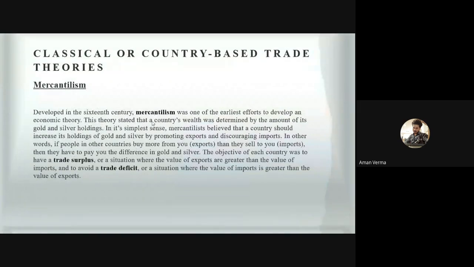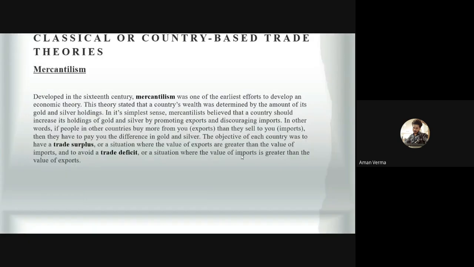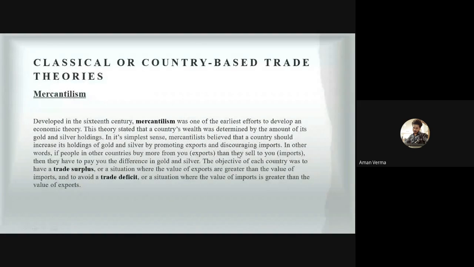Mercantilism was developed in the 16th century. Developed in the 16th century, mercantilism was one of the earliest efforts to develop an economic theory. This theory stated that a country's wealth was determined by the amount of its gold and silver holdings. In its simplest sense, mercantilists believed that a country should increase its holding of gold and silver by promoting exports and discouraging imports.